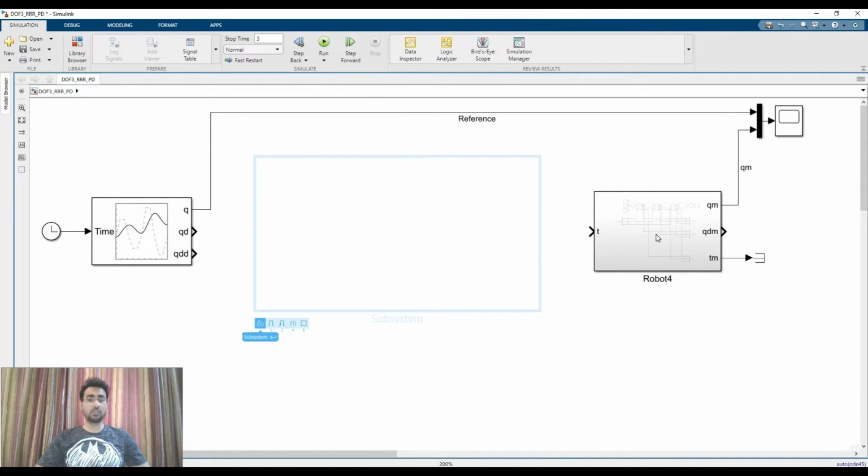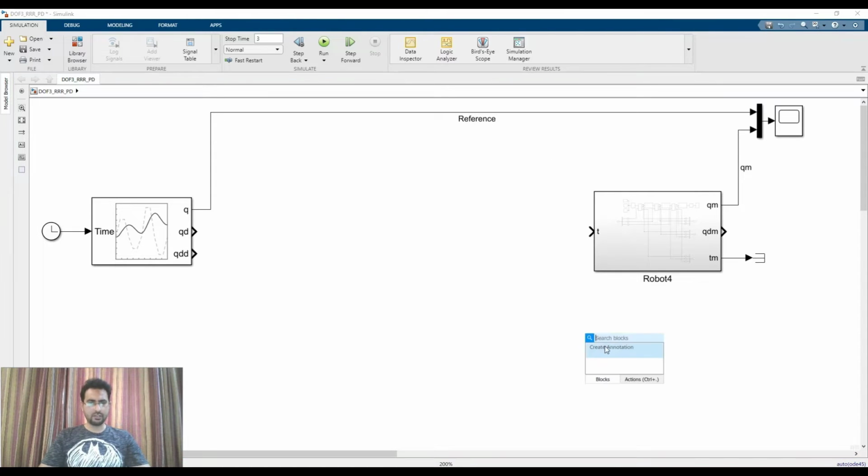So to implement the computed torque controller, we need to implement a mathematical equation that I showed you in the opening minutes of this video. Let me just write that equation over here for your reference. So that equation was something like that.